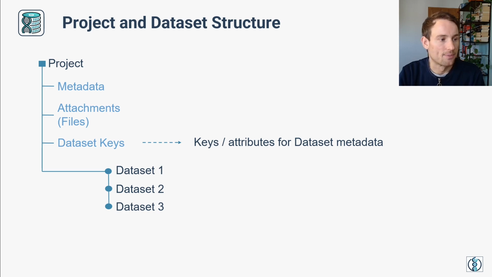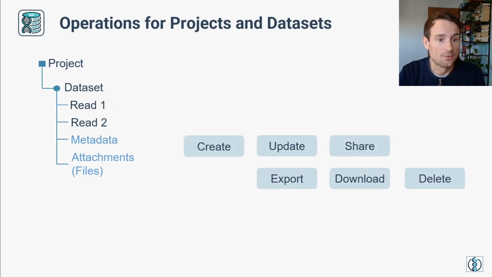And projects also have metadata in a similar key value format for storing additional information. There's an option to add attachments, as we have seen, and there are dataset keys. And dataset keys are basically metadata keys that the datasets attached to projects inherit. And then we don't need to type this in anymore as metadata keys of the dataset. So this comes in handy if you want to structure your datasets and pre-fill metadata on the level of a project.